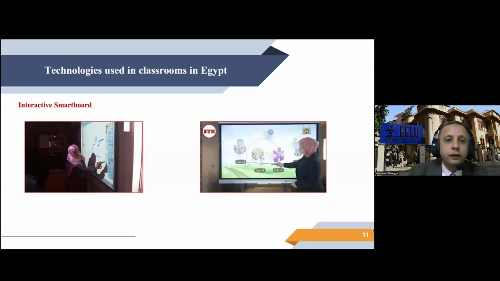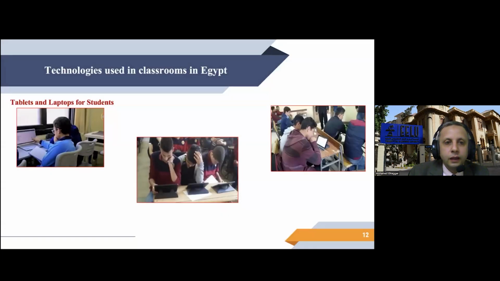What are the technologies used in the classroom in Egypt? The real technologies used in our environments. Interactive smart boards are used for students from KG to secondary stage. Tablets and laptops for students. And we have a huge program executed for secondary stage students to use tablets for learning and for exams.